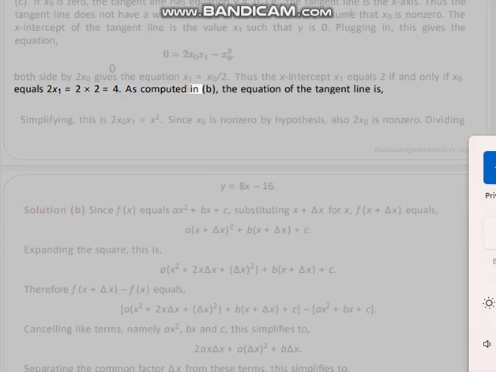As computed in B, the equation of the tangent line is y equals 8x minus 16.